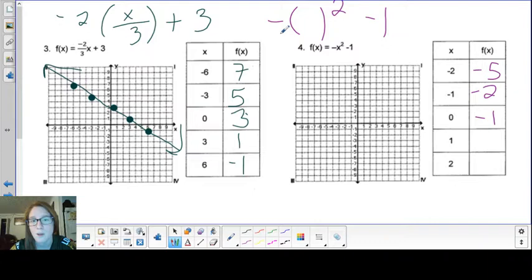1 squared is 1, times negative 1 is negative 1. Negative 1 minus 1 is negative 2. 2 squared is 4. 4 times negative 1 is negative 4. And then minus 1 more is negative 5. So I have negative 2, negative 5. I have negative 1, negative 2. 0, negative 1. 1, negative 2, and 2, negative 5. Remember, because it's got the square, it's a U shape, not a V. So make it a U as best as you can.